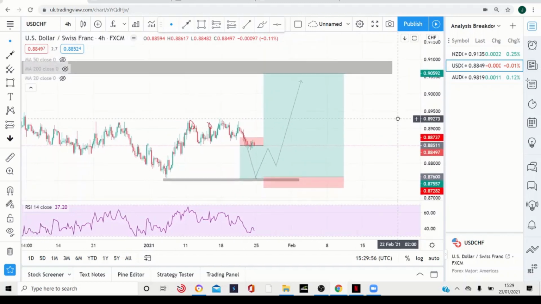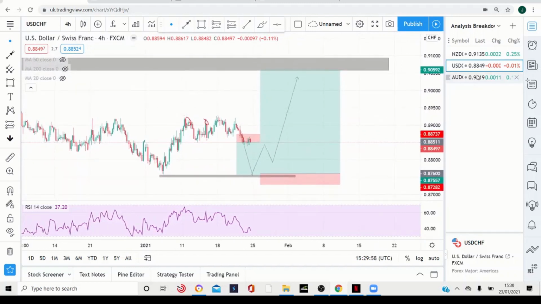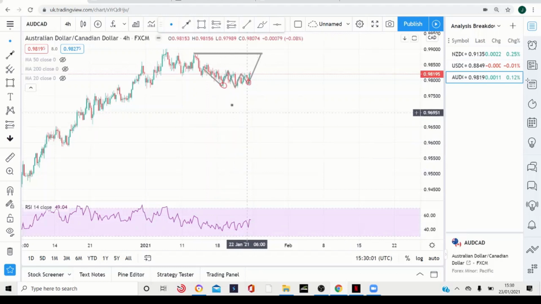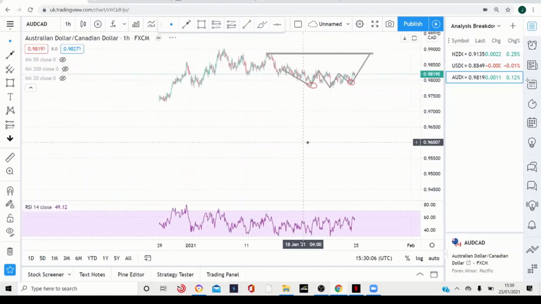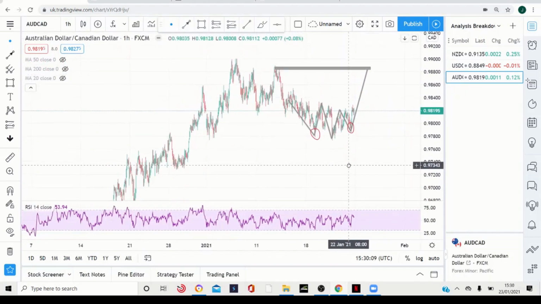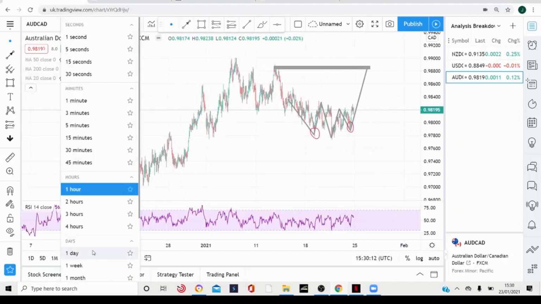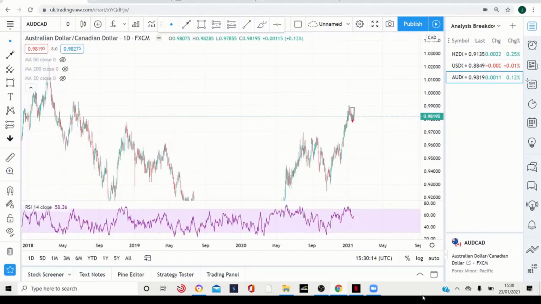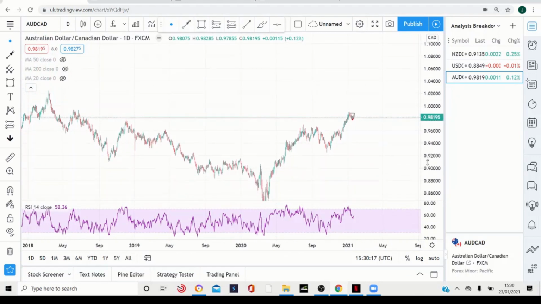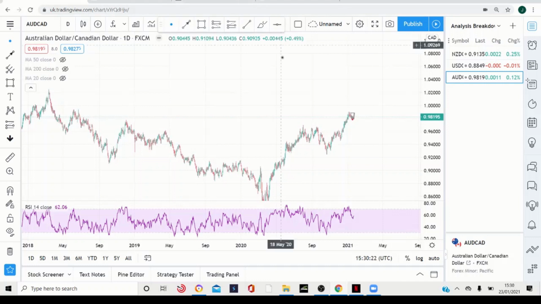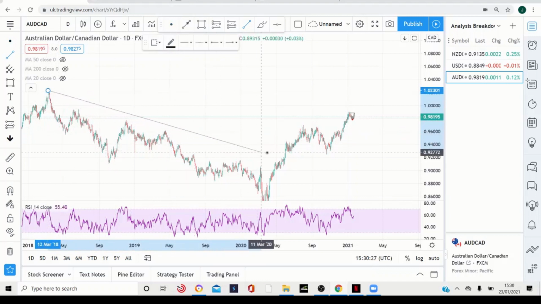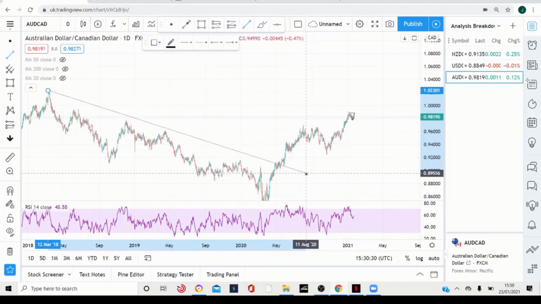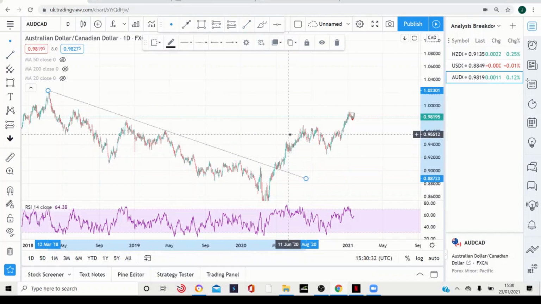So our next pair that we're going to look at is the Australian against the Canadian dollar, which we're going to break down for you guys. As you guys can see, this is our daily time frame, and we are in a strong uptrend. The market has been trading to the downside for a very long period of time, and it finally broke out of that trend, and now it's heading for the upside.